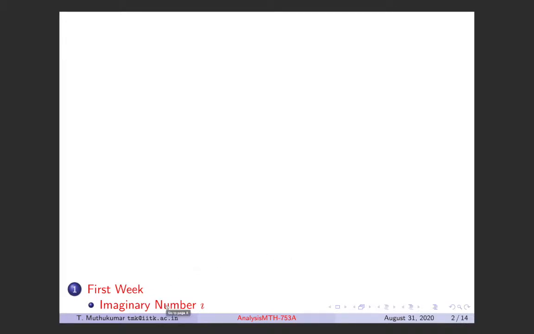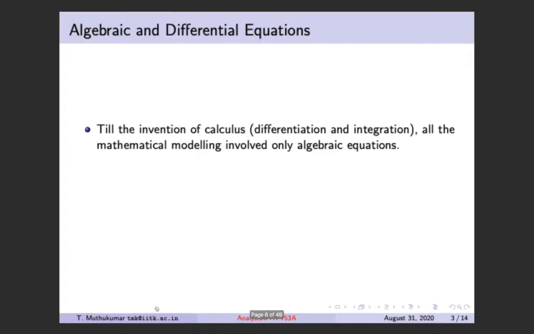So, before we reason out the need for the imaginary number i, let's look historically at the way modern analysis came into being. So you see, before the invention of differentiation or integration, which is the calculus by Newton and Leibniz, most of the modeling that we were doing to understand things around us reduced to algebraic equations.